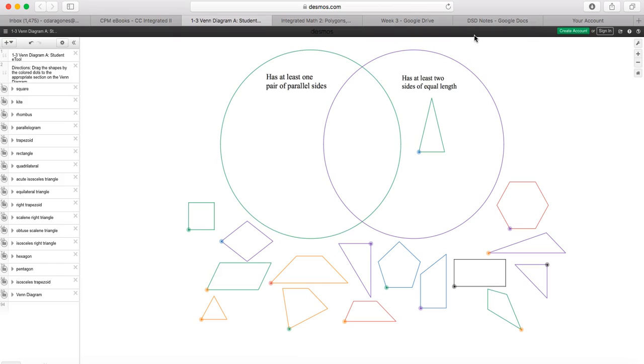If you need any help with this assignment at all, come to workshop, ask me, message me, whatever you need. But go ahead and sort out all these polygons where you think they belong in this Venn diagram.